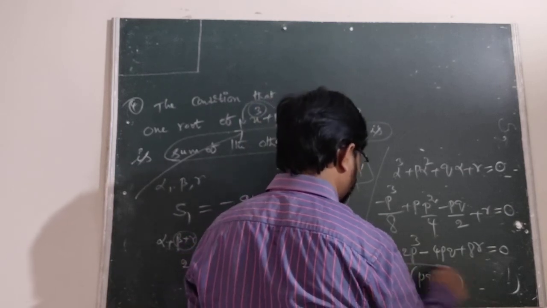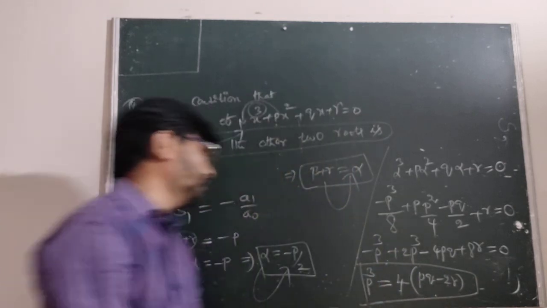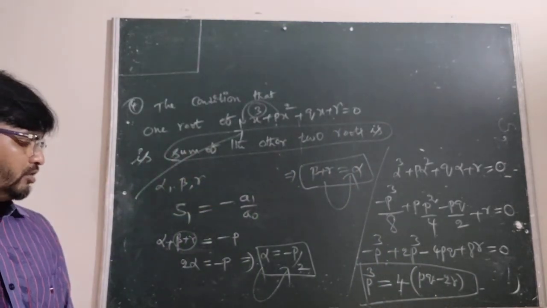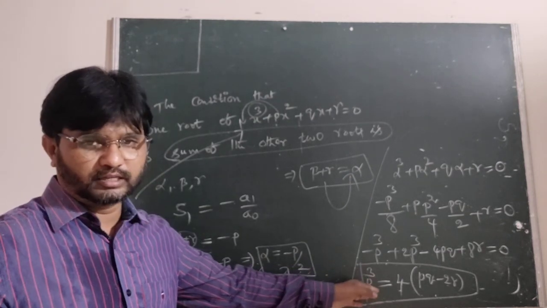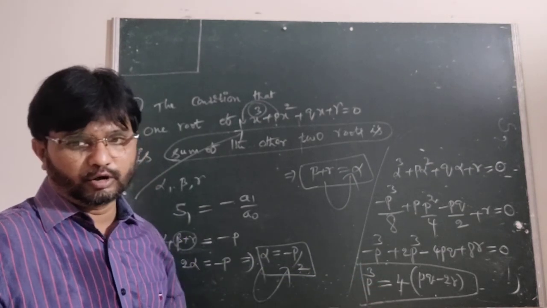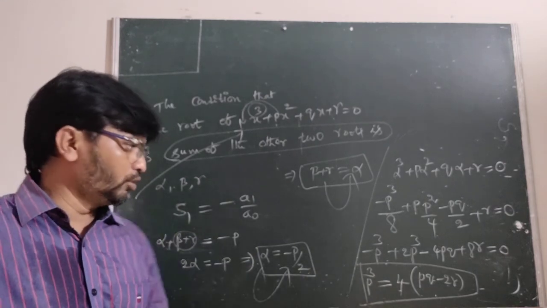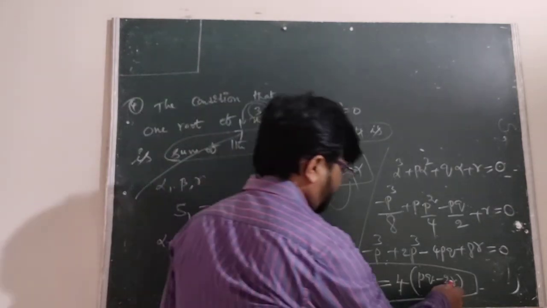This is the condition: one root of the given equation is the sum of the other two roots. Therefore p cube equals 4 into p cube minus 2r. Okay.